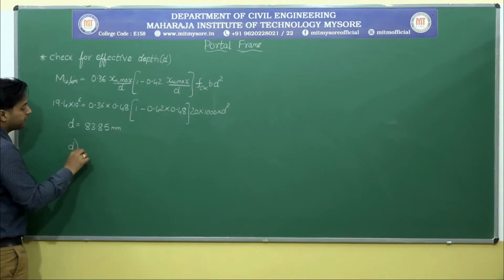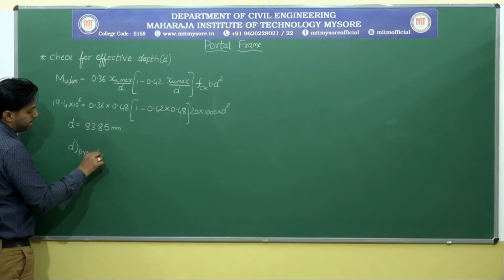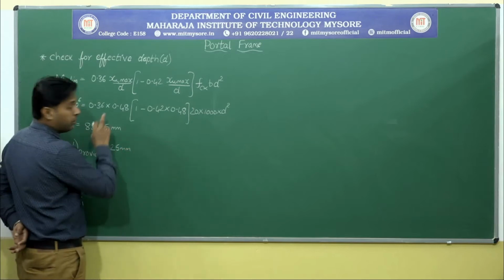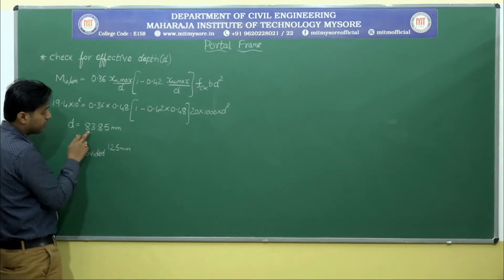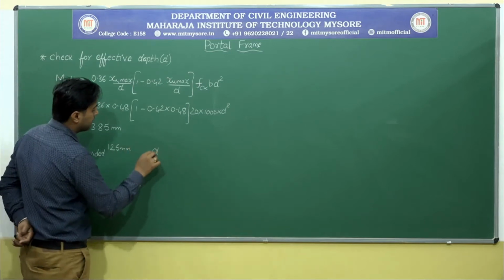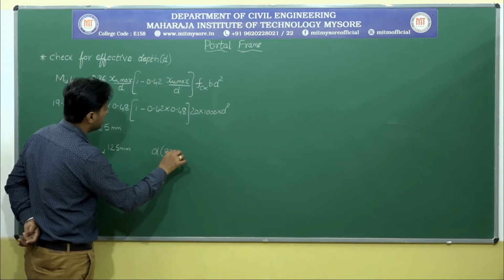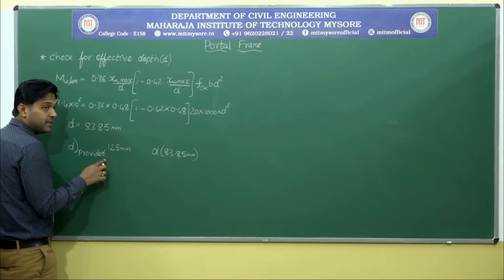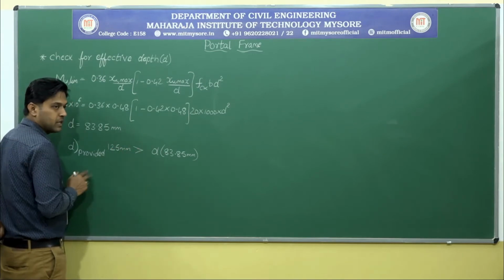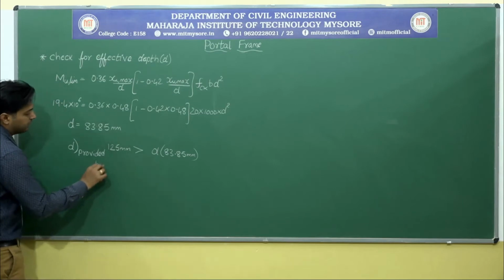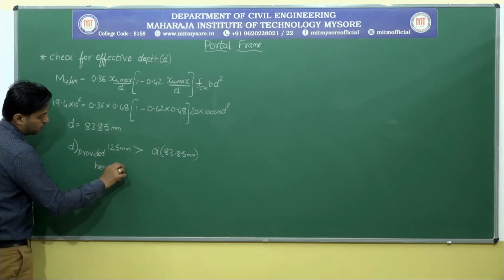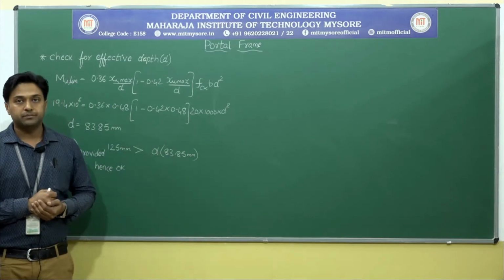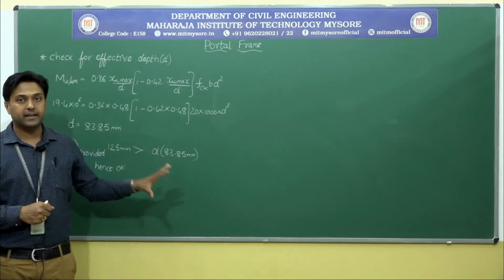So d that we have provided is 125 mm. Code suggests that for this particular moment, what is the depth that is sufficient? The depth that we got as per the code is 83.85 mm. So whatever effective depth we have provided is more than this. Hence it is safe, hence okay. So now after the calculation of the moment, we have calculated the effective depth.